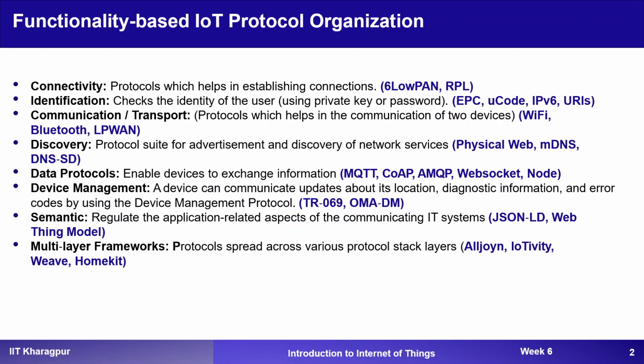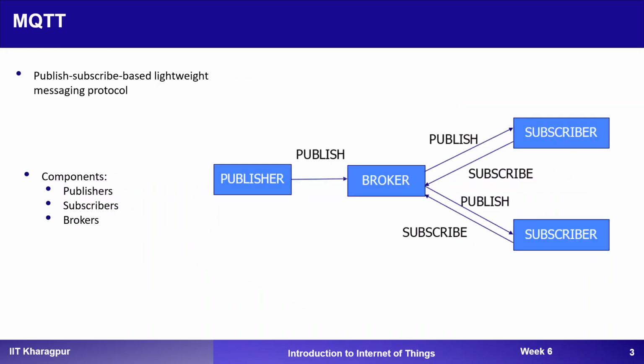Now we will discuss some of these protocols here. First one is your MQTT. MQTT is a data protocol which tells how we are going to transmit or send your data. It is based on the publish-subscribe model. In the publish-subscribe model, there is one publisher, another one is the subscriber, and there is one intermediate device which is called the broker.